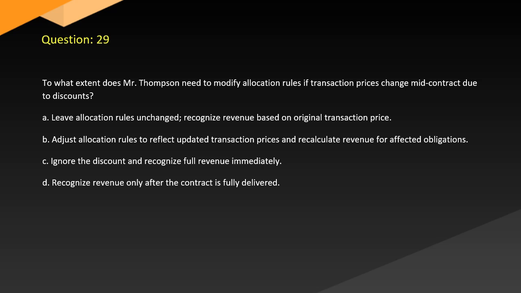Question 29. To what extent does Mr. Thompson need to modify allocation rules if transaction prices change mid-contract due to discounts? A. Leave allocation rules unchanged. Recognize revenue based on original transaction price. B. Adjust allocation rules to reflect updated transaction prices and recalculate revenue for affected obligations. C. Ignore the discount and recognize full revenue immediately. D. Recognize revenue only after the contract is fully delivered.